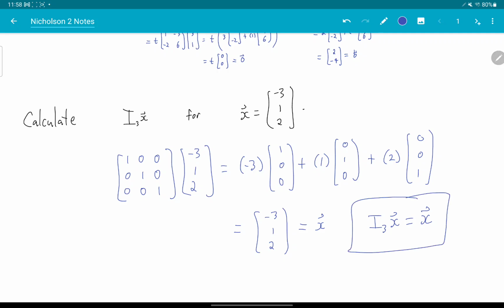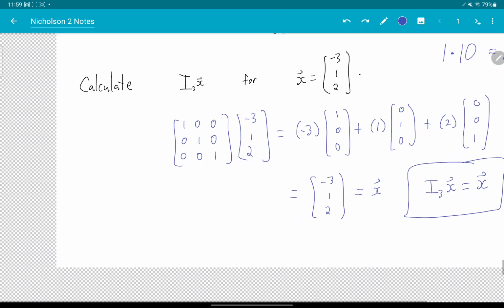So the identity kind of acts like the number 1. Sometimes I say that I3 exists in the land of matrices, and in the magical land of matrices, the identity matrix kind of plays the role of the number 1. So 1 times 10 equals 10, and similarly, identity times a vector equals that same vector. Kaboom.